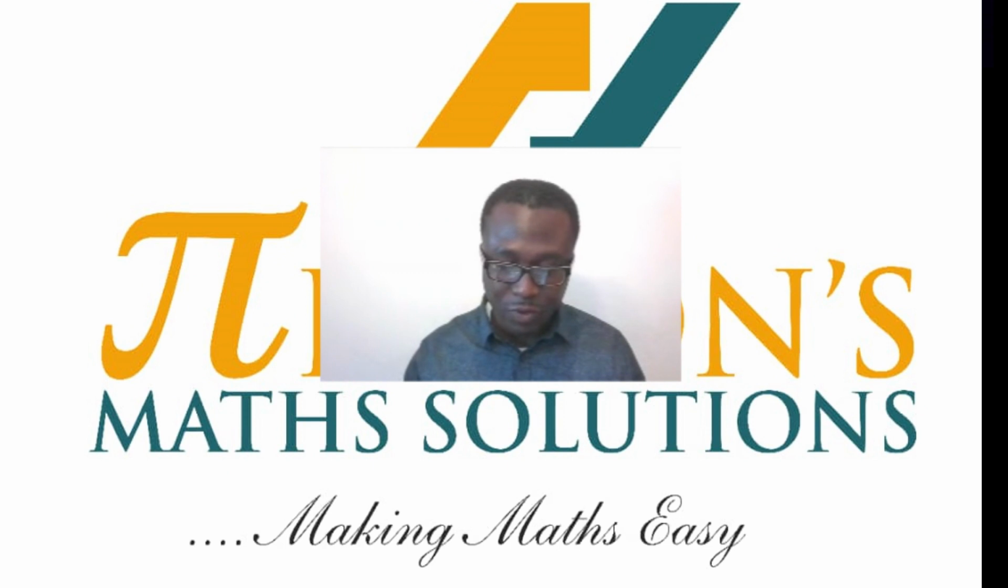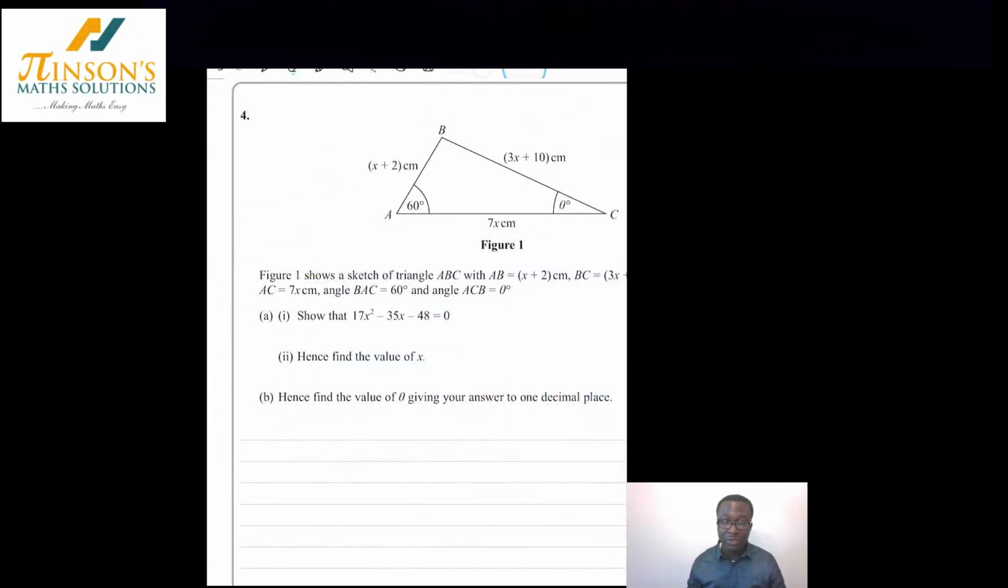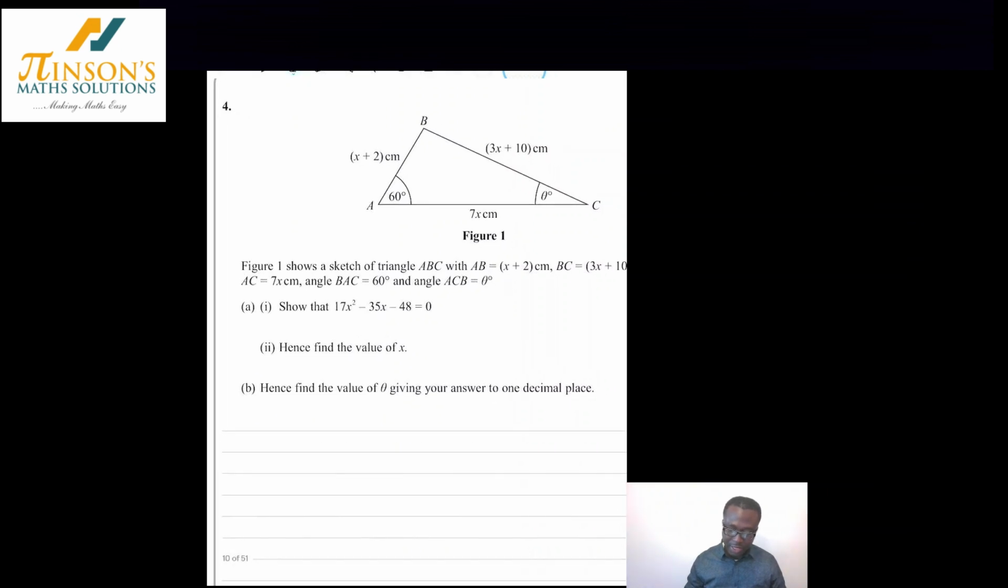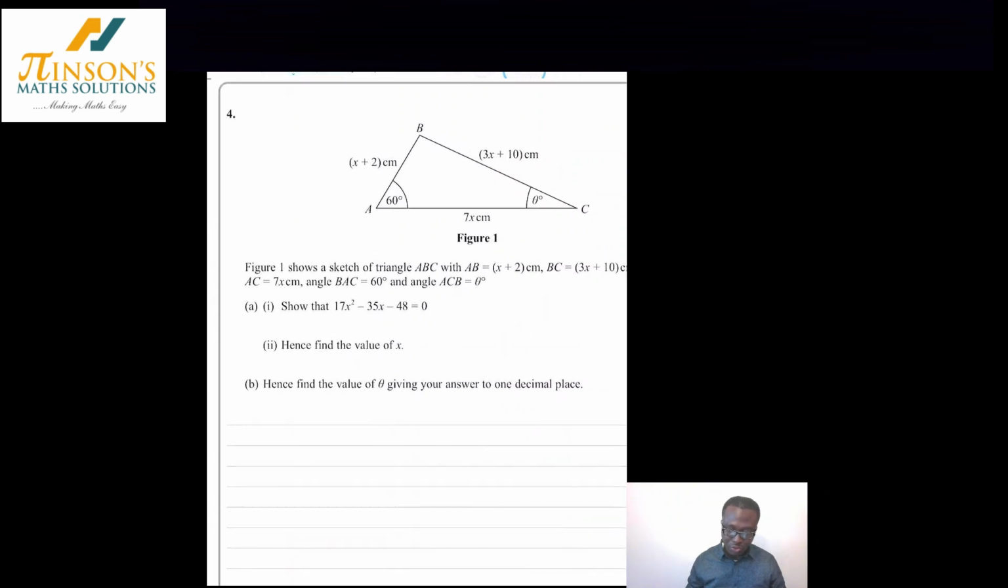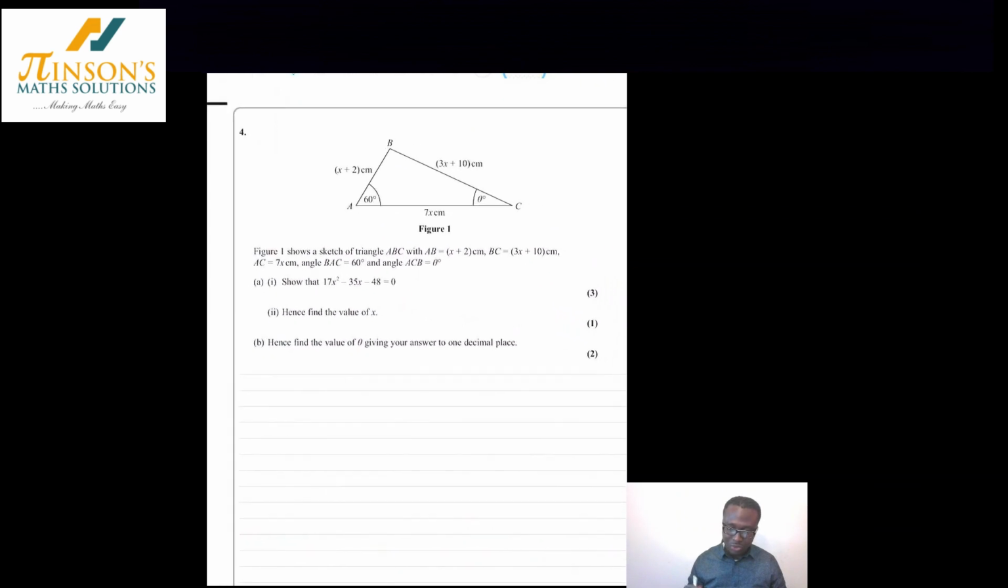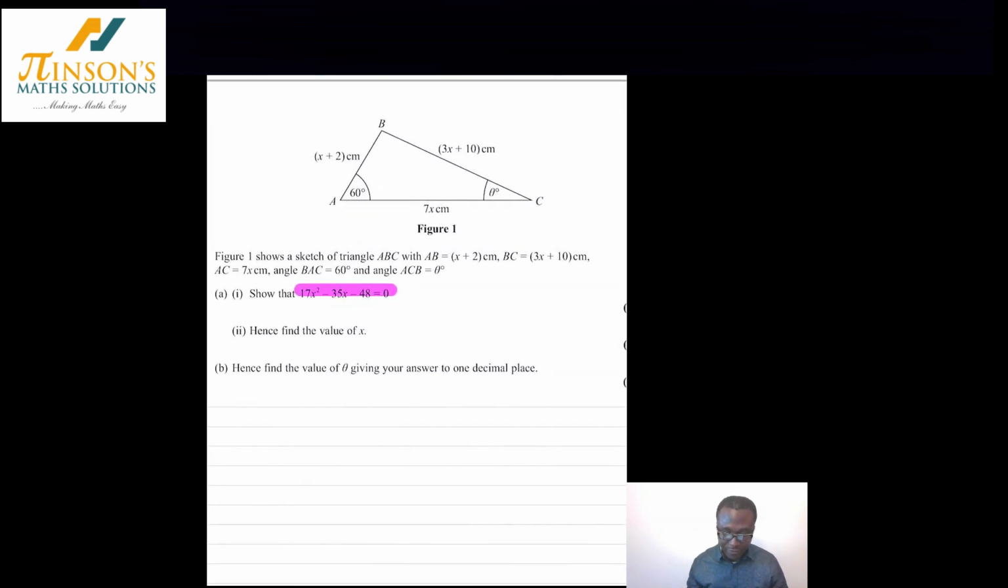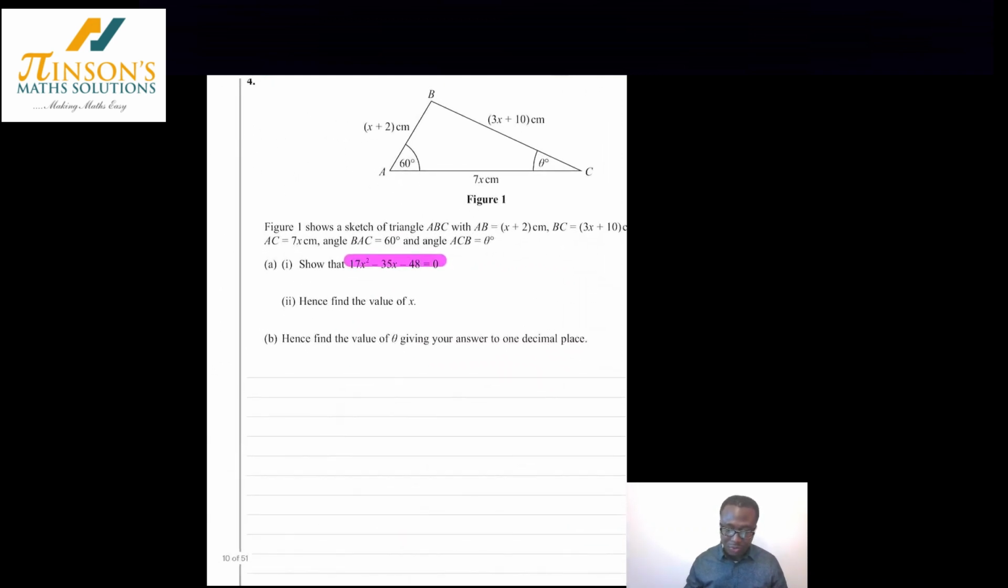This is question 4. I'll try and make it bigger to let you see. So we've got this triangle with all the dimensions. This is figure 1 and the question says to show that. So what we are trying to do here is to make sure we end up using our understanding to get this very equation here, 17x squared minus 35x minus 48 equal to 0. So I'll be going very fast and then we are asked to find the value of x. This is worth 3 marks. So let's quickly dive in.